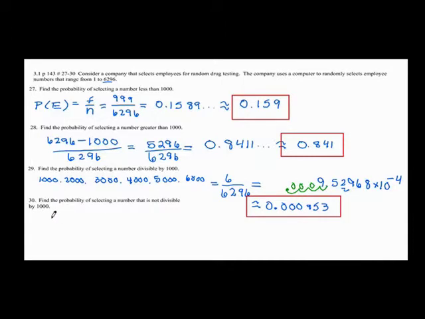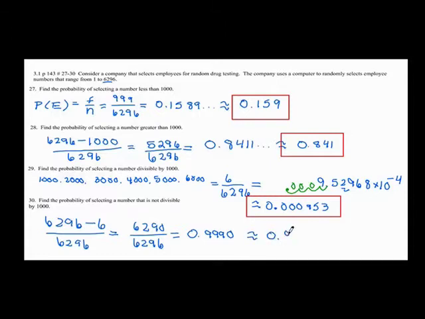For number 30, find the probability of selecting a number that is not divisible by 1,000. Well, that's just going to be 1 minus the probability divisible by 1,000, or 6296 take away the 6 that are divisible by 1,000, divided by the 6296. So it's going to be a pretty high probability. That's just 6,290 divided by 6,296. When you divide that out in your calculator, you end up with 0.9990 and so on, so it's about 0.999. And so that's just calculating some probabilities, the frequency over the N.